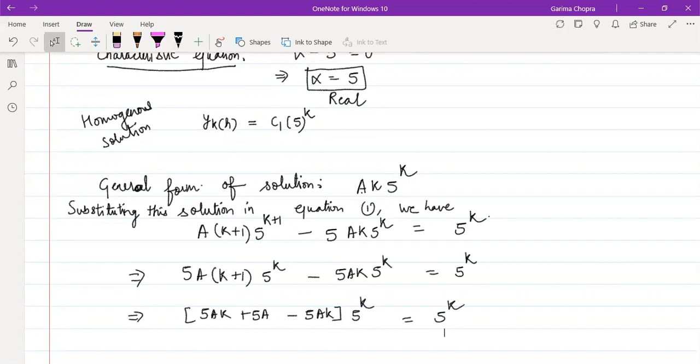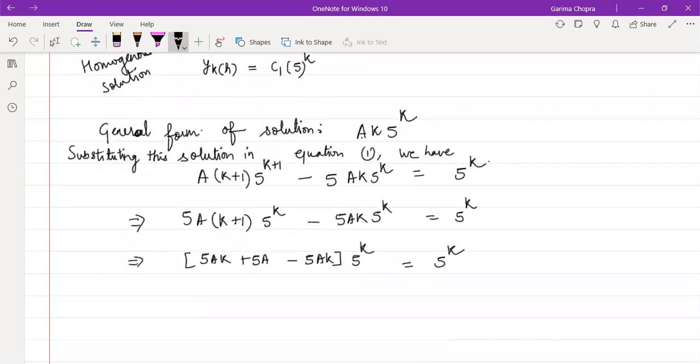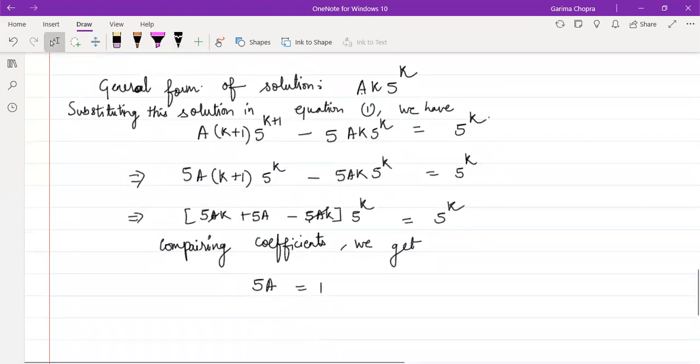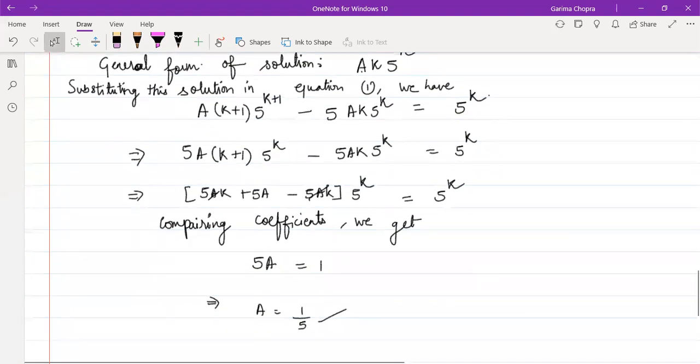Now let us compare the coefficient of 5 to power k on both sides. The 5ak terms will cancel out, so we will be having only 5a on the left hand side. So comparing coefficients, we get 5a, and on the right hand side this coefficient is 1. So we get 5a equal to 1, and this will give us that a is 1 upon 5.